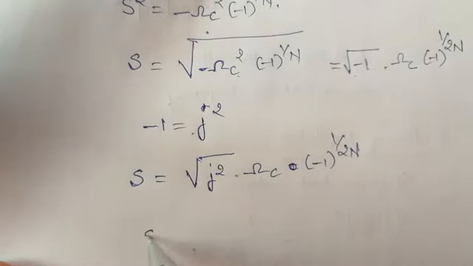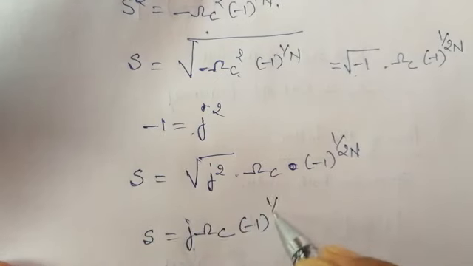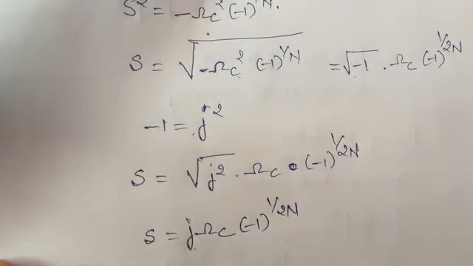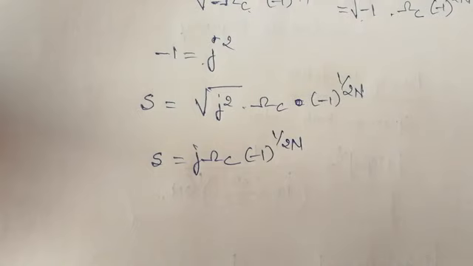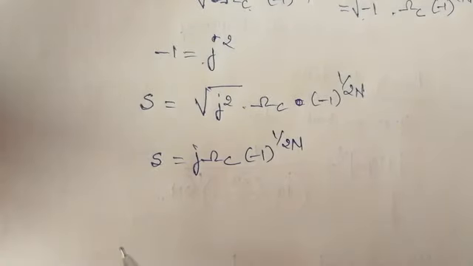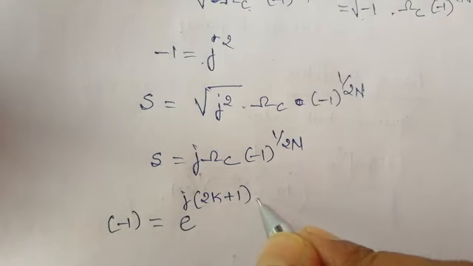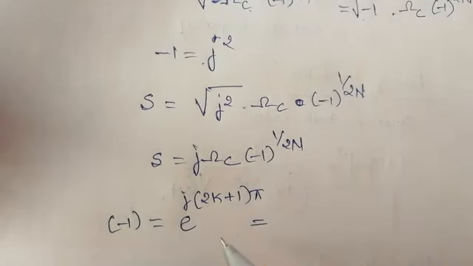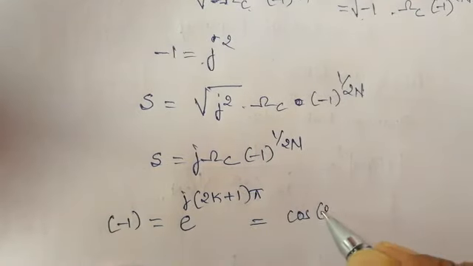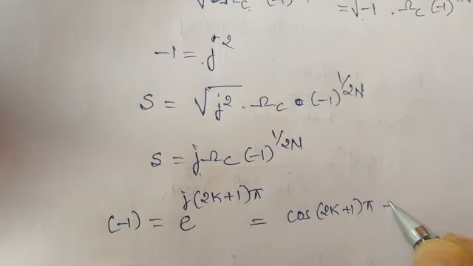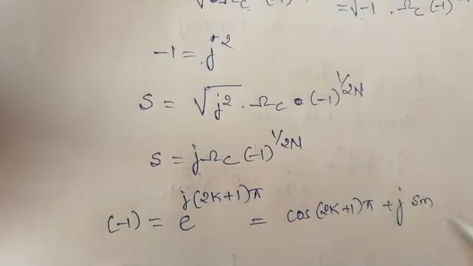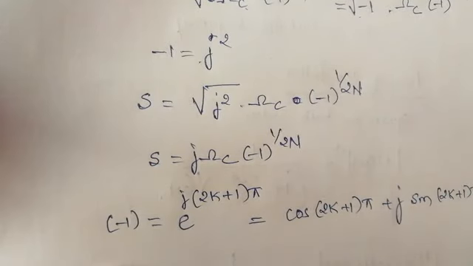Square root of j square means we can write (j omega c) minus 1 to the power 1 by 2n. Okay. Next, we know that minus 1 we are going to write as e to the power j of (2k plus 1) into pi. What is the meaning of this one? E to the power j theta, we can write cos of theta plus j sin theta, like that. Cos of (2k plus 1) into pi plus j sine of (2k plus 1) into pi.